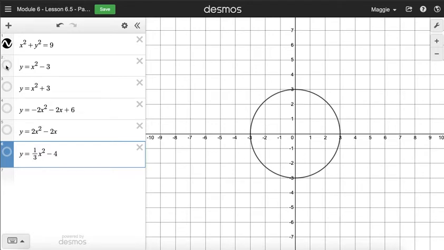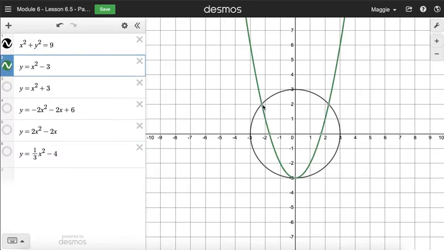And let's just click on a graph and look at one of these parabolas crossing that. If we look at this parabola, it is actually touching this circle in 3 locations. One right here, one right here, and one right here. And if you saw a graph like this, I'd expect you to generalize these points over here.